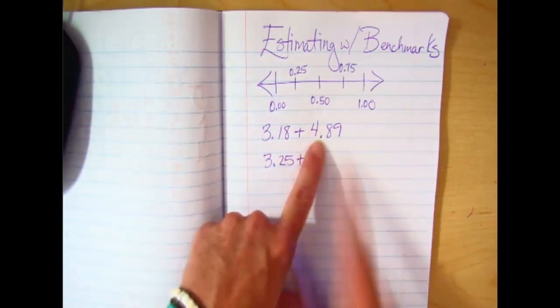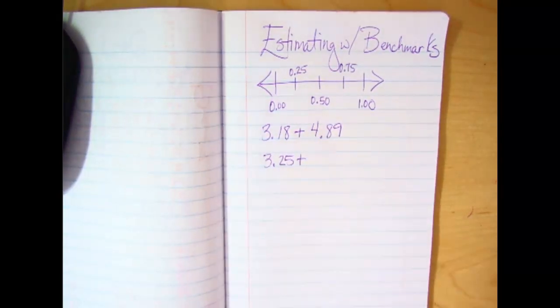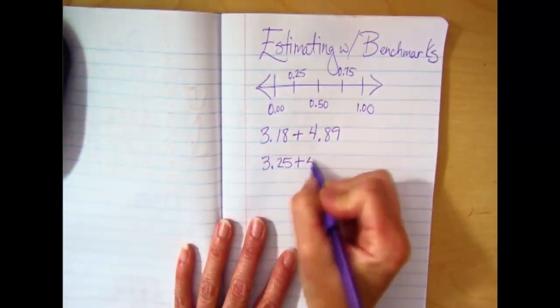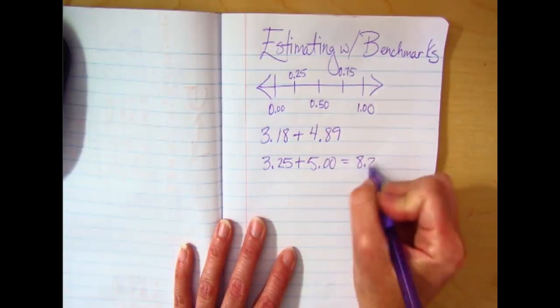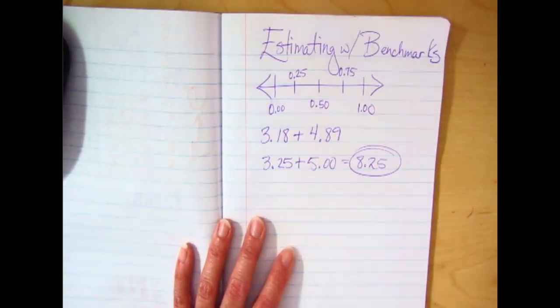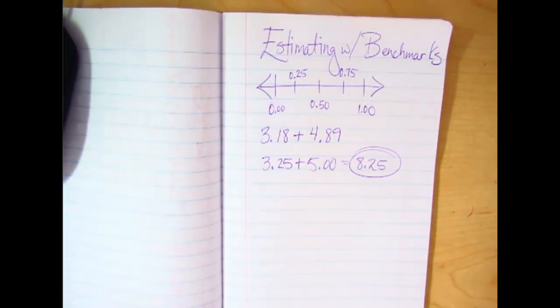Then when we look at 4 and 89 hundredths, it's going to be between which two benchmarks? Between 75 and $1. But what's it going to be closest to? $1. So we're going to round that up to $5. And I get that for my answer. Do you see what this looks like?